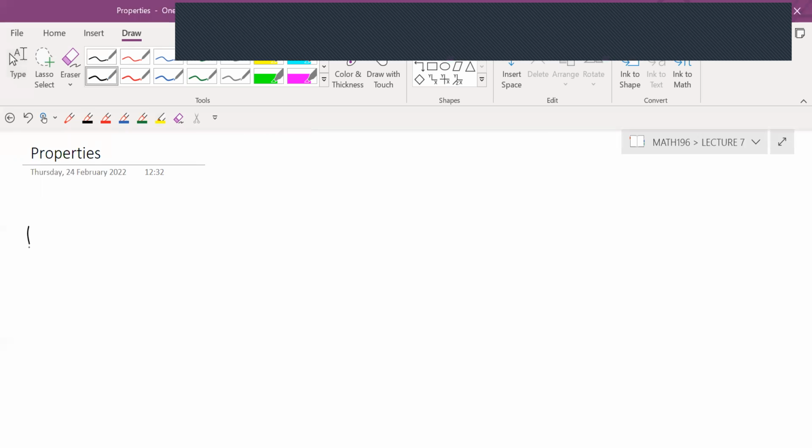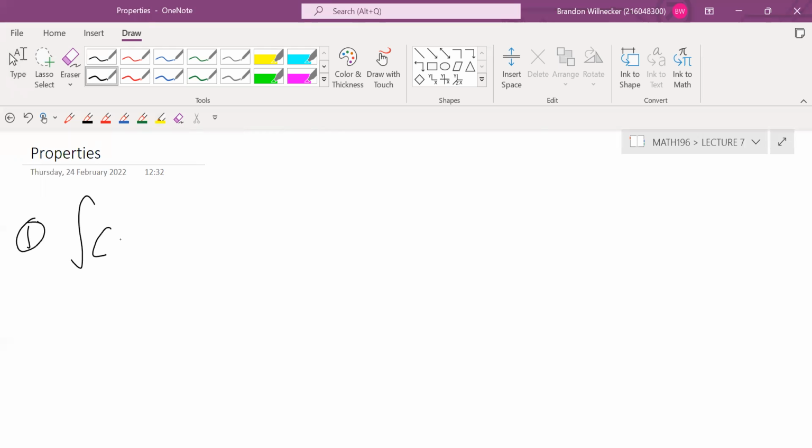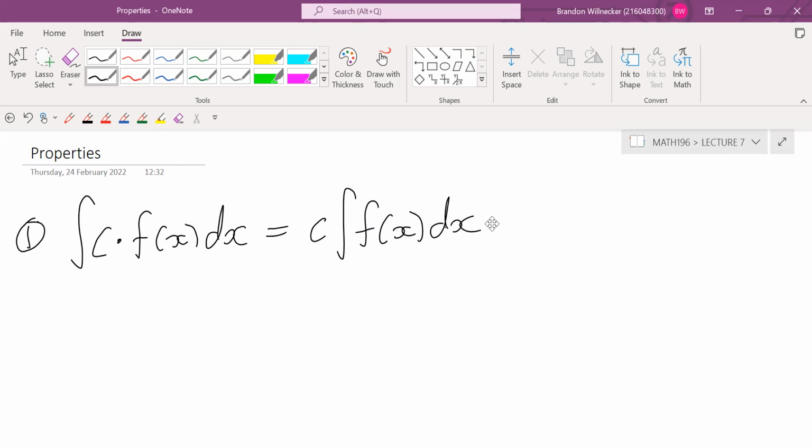So firstly, if I have the integral of some constant times f of x dx, remember how we treated constants with antiderivatives? We could take constants out. So we can do the same thing here. For example, the antiderivative of 2x squared is exactly the same as 2 times the antiderivative of x squared. You can take the constants out. They don't affect the calculation.